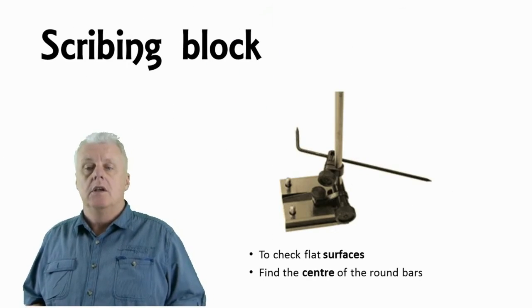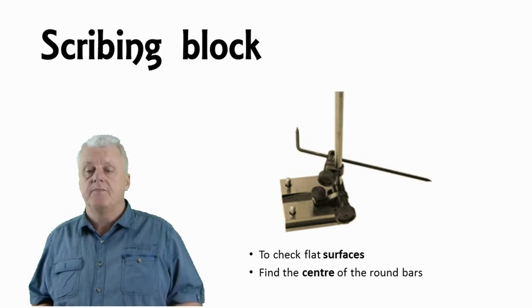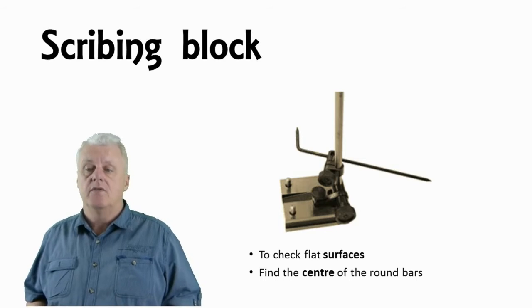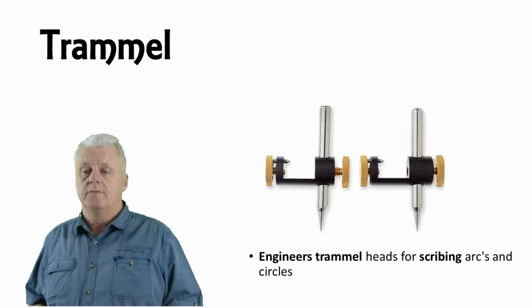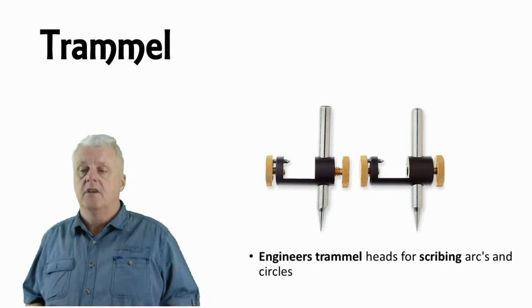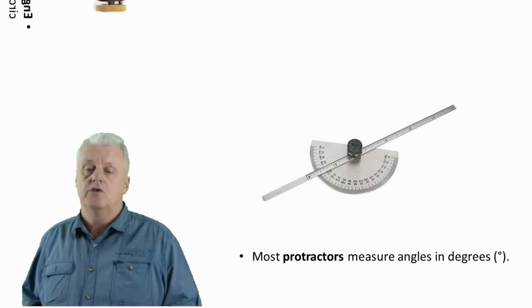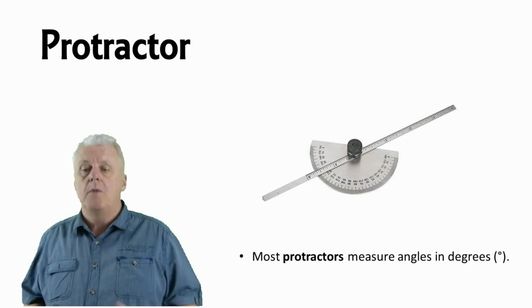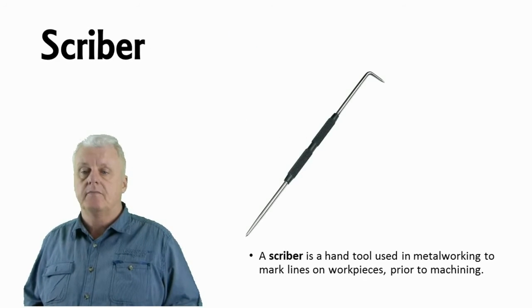Scribing block. Scribing block is used to check flat surfaces and to find the centre of round bars. Trammels. Engineers' trammel heads are for scribing arcs and circles. Protractor. Most protractors measure angles in degrees.